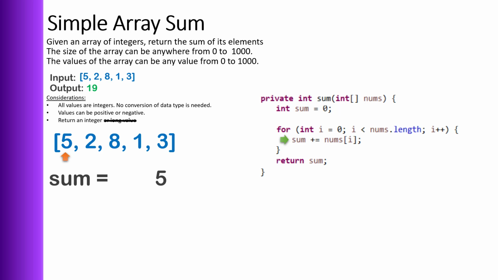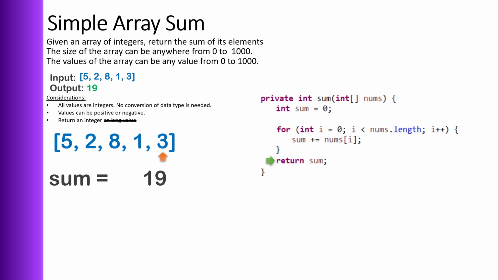And then we will start the loop once again until we reach the end of the array. So 5 plus 2 is 7. Then get the next index, 8 plus 7 is equal to 15. And then go to the next one, which is 1. So 15 plus 1 would be 16. And then go to the next one once again, which is 3. So 3 plus 16 is 19. So we return the value of sum.